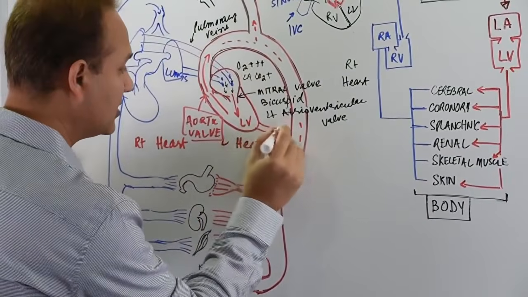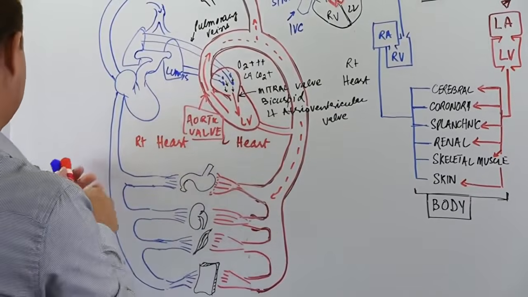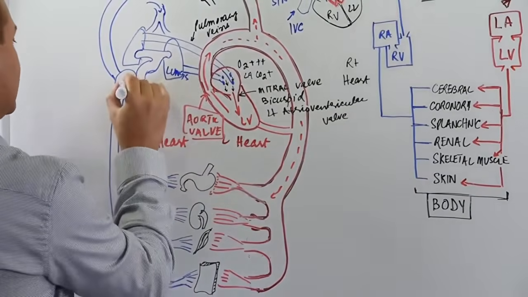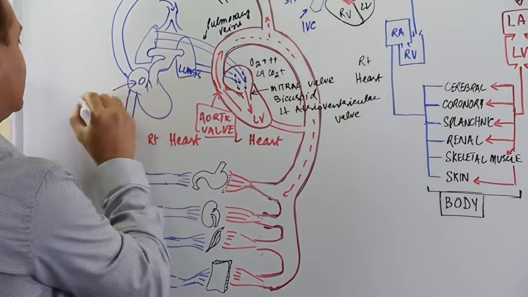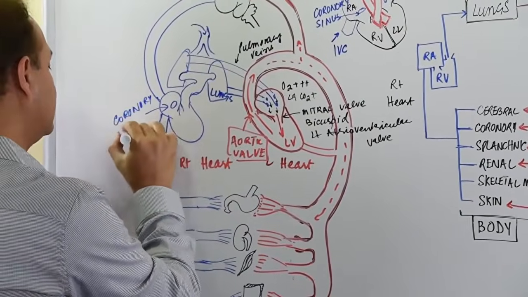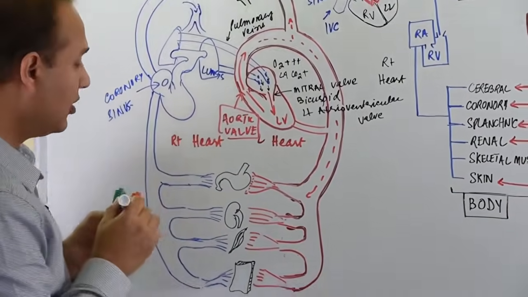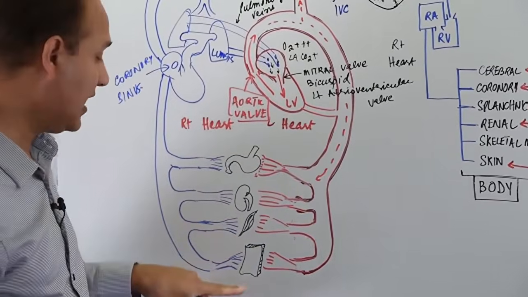Let's make that here like this. And we'll make a coronary vein, that is, okay, so the coronary sinus here. That is the opening of the coronary veins. Coronary sinus. All right, back here, so the renal system, skeletal muscles and the skin.